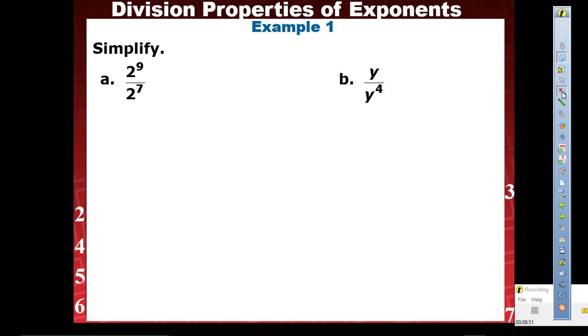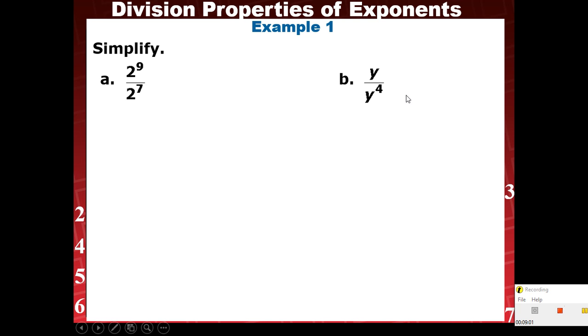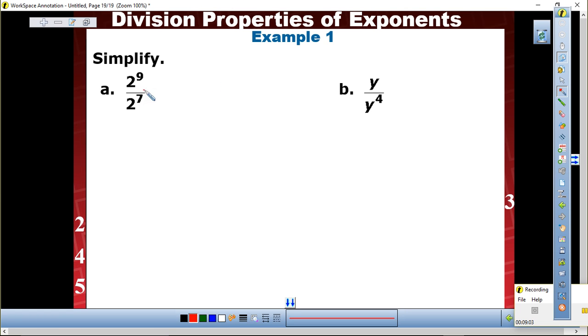All right, so let me go over this one so that hopefully we can clear up mistakes. Look up to the screen, writing utensils down. So this one: same base? Yes, it's 2. 9 minus 7, that is 2. 2 to the second. Are we there? If I'm asking you to simplify to lowest terms, then this is 4.